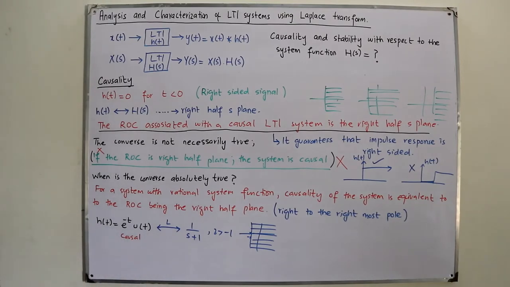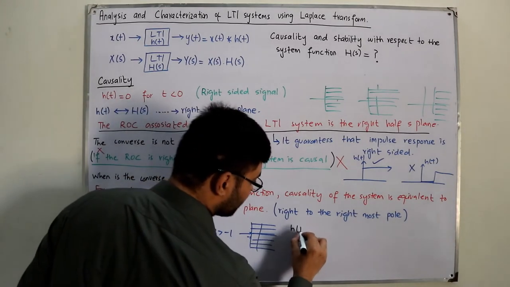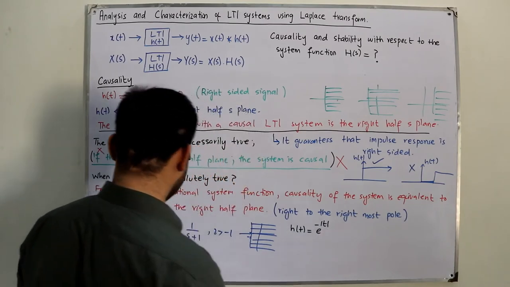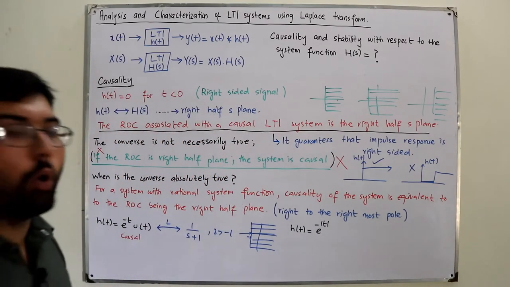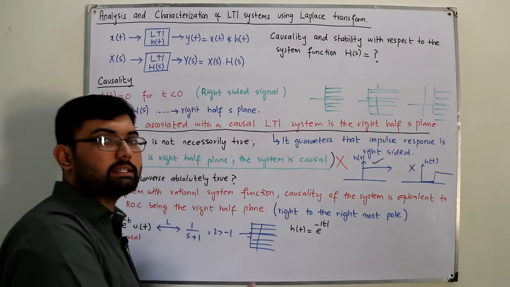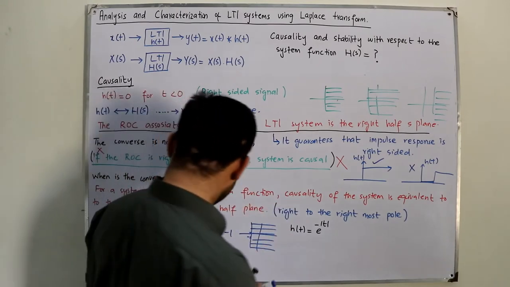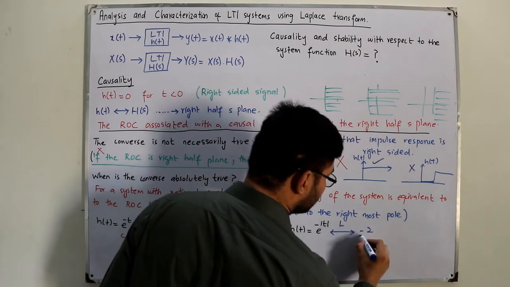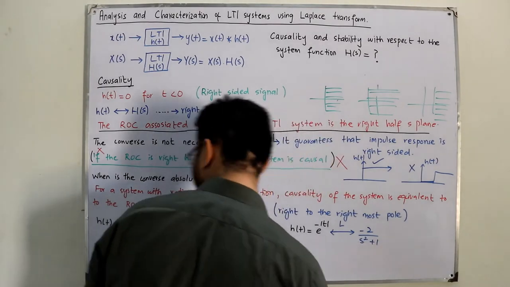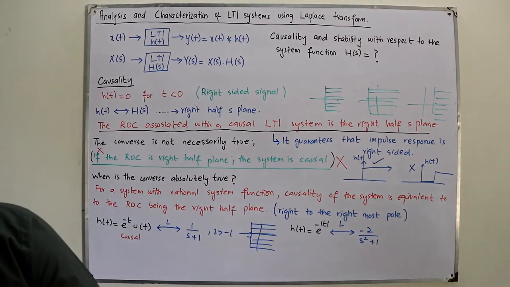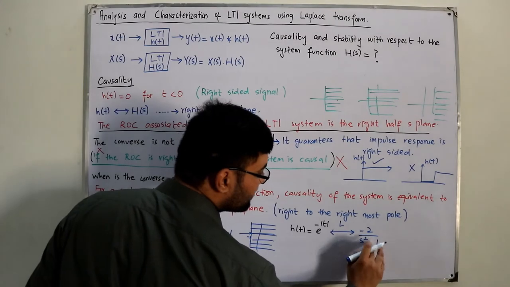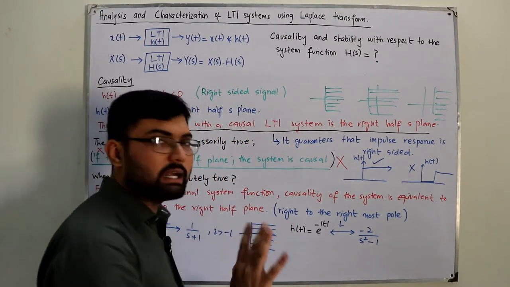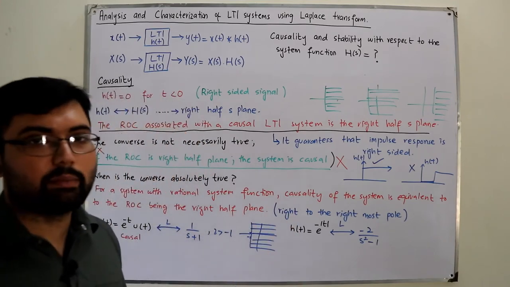Now, if you have h of t as exponential of negative absolute value of t, would this system be causal? No. Why? Because the impulse response is double-sided. It's existing for t less than 0 as well. What is the corresponding Laplace transform? We've already calculated it in the examples video. Negative 2 upon s squared minus 1. I believe that we have calculated this, but if we have not, I would try to make an examples video and we would cover that, because if we solve it here it would take time and we don't have that.